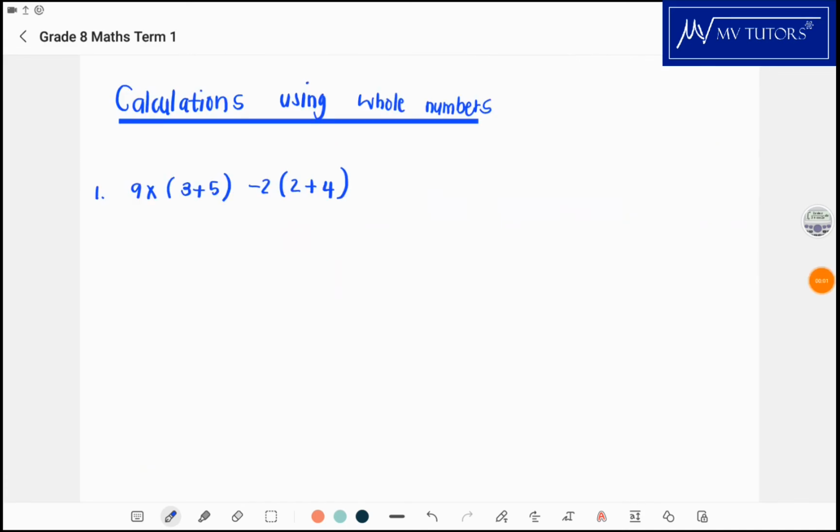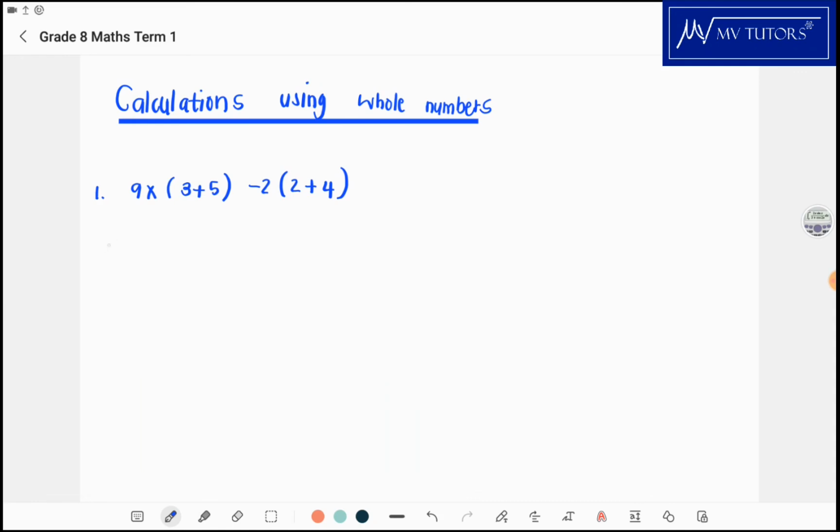Now that we've done all those properties, the commutative, associative, distributive properties, the properties of 0 and 1, and inverse operations, can you do this sum? All right, try it by yourself and then we'll do it together.